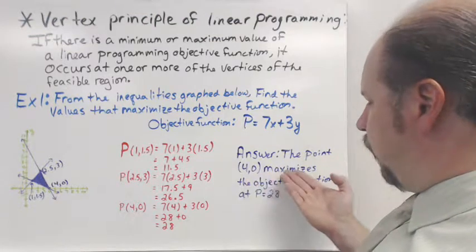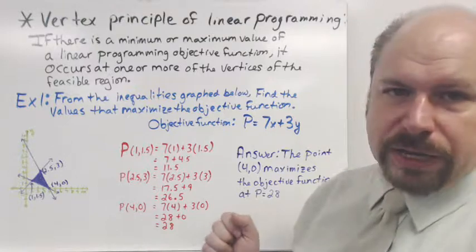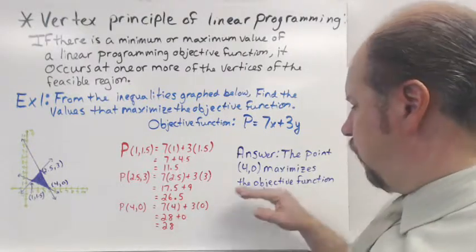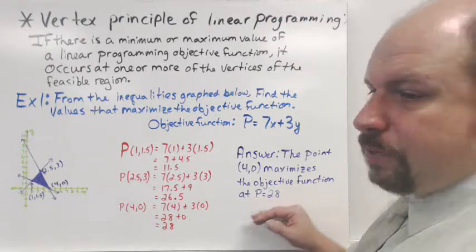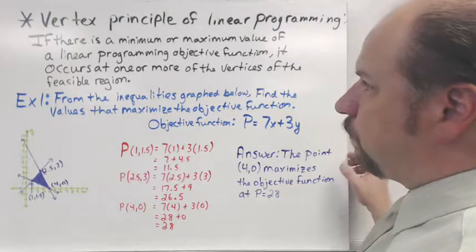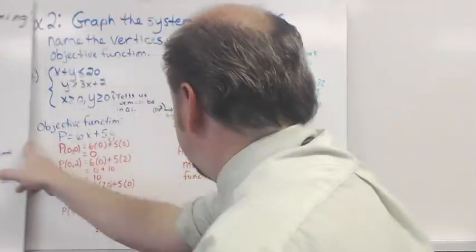The point (4, 0) maximizes the objective function at P equals 28. So notice we say what the point is and what the maximum value is for our answer. Okay, so moving on, next example.